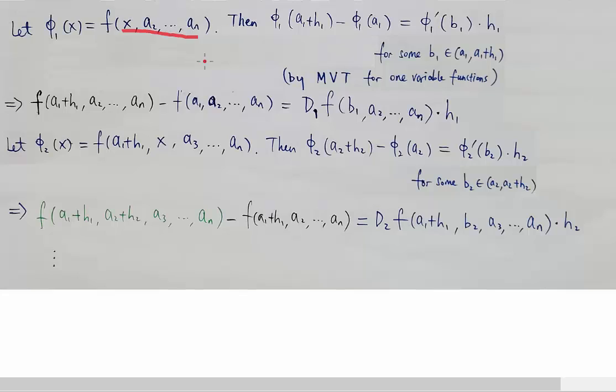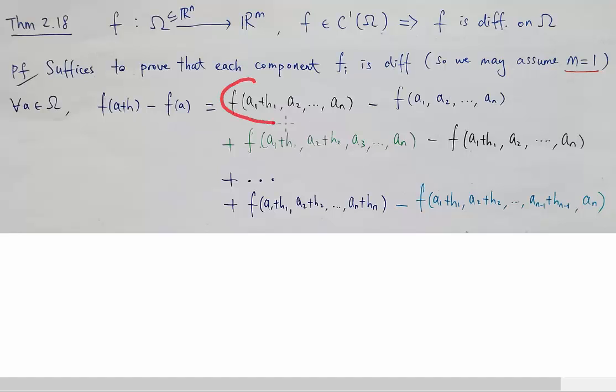Alright? Then we can apply the mean value theorem for one variable functions to get this equation. But phi1(a1+h1) is just this term, and phi1(a1) is just this term. Moreover, phi1 prime at b1 is equal to the partial derivative of f with respect to the first variable evaluated at b1, and hence this term is equal to this term, and therefore we have this equation. But this is exactly the first term on the right hand side from the previous slide. And then we just keep doing similar procedures for the remaining differences.